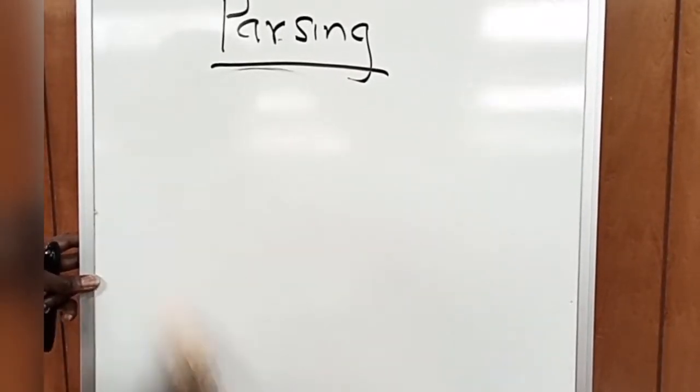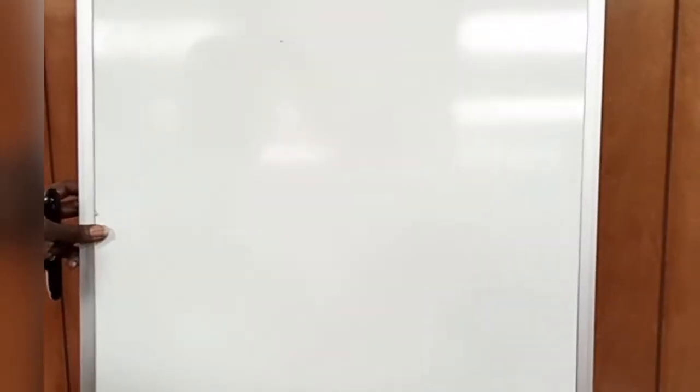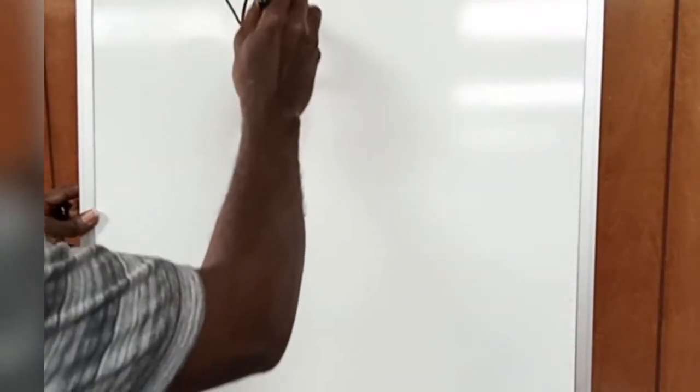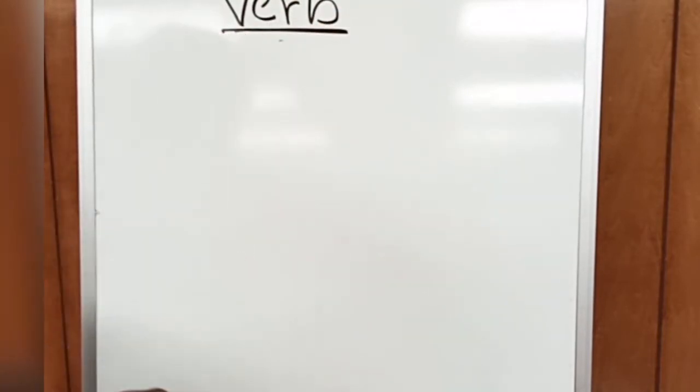The verb. You may ask a question: why am I beginning with the verb among all the parts of speech? Of all the parts of speech, we begin this study with the verb because of the vital role the verb plays in a sentence. You will agree with me that the verb is the foundation upon which the other parts of the sentence revolve. Therefore, any sentence without a verb can never be considered a complete sentence, and sometimes does not even make any meaning whatsoever. That is why we are beginning with the verb.